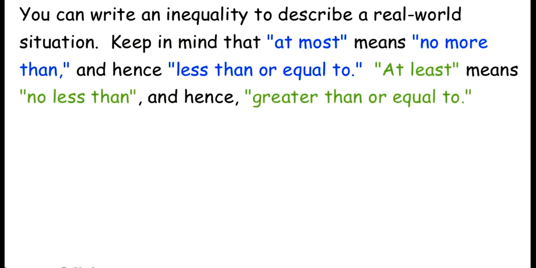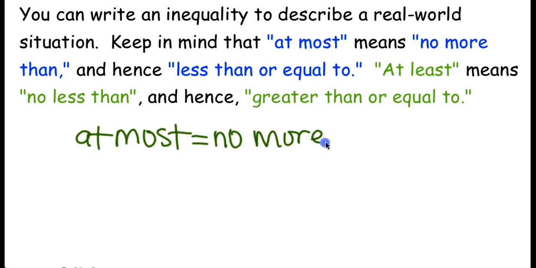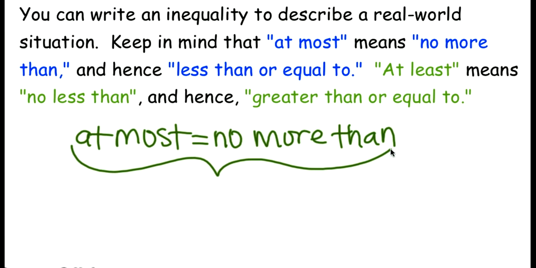When you're looking at word sentences, there are some important words that we're going to have to pull out, kind of like when we see the word product for multiplying. In this instance, you can write an inequality to describe a real-world situation. Keep in mind that at most means no more than, hence less than or equal to. So when I see the word at most, it means no more than, and both of these mean less than or equal to.